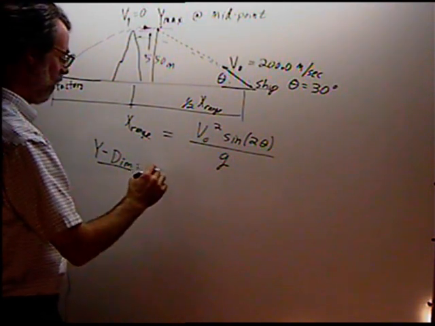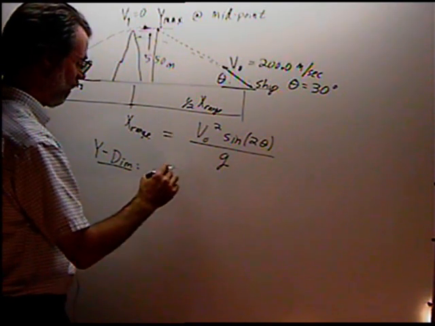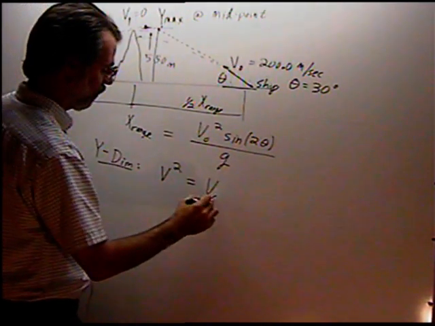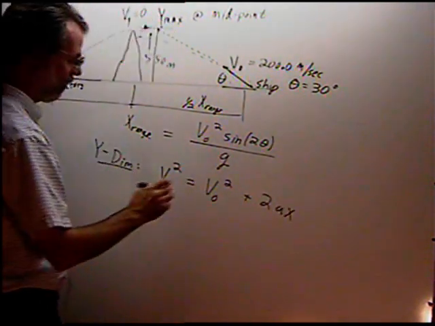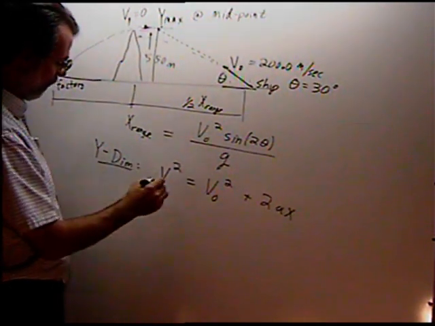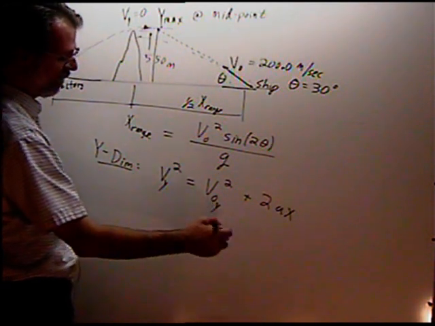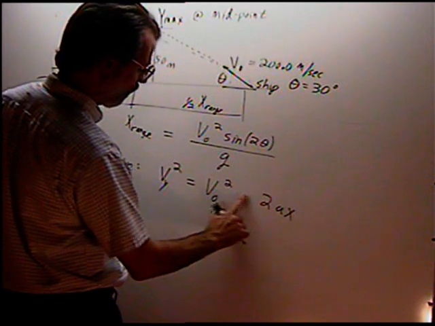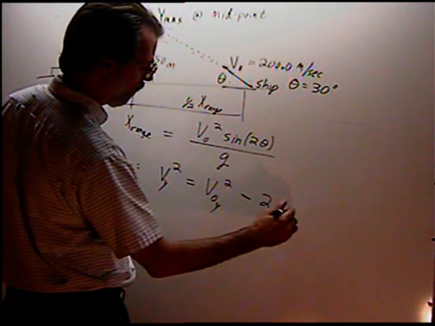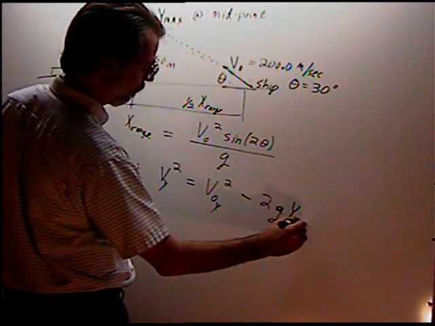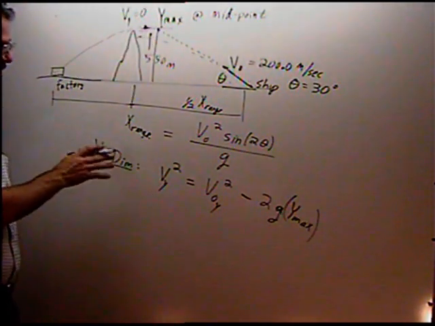Okay, so think of this: v final squared equals the initial velocity squared plus 2ax. If we look at this in the y dimension, it would be the y component of the velocity squared equals the initial y component squared minus 2g, I'm going to change a to g, and this x here becomes y max. Okay, so that's the same equation, but applied to the y dimension.